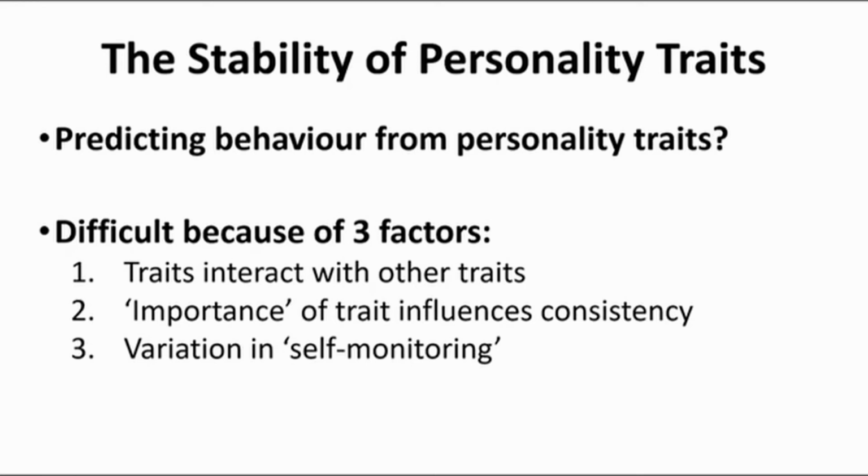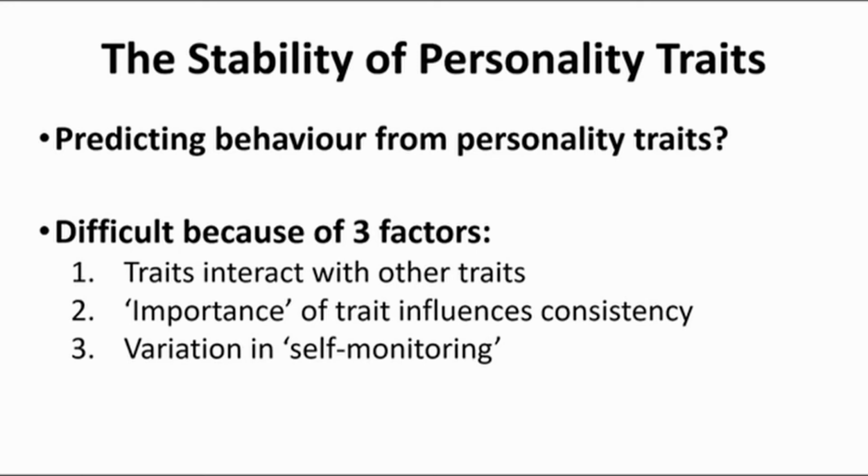We also run into issues based on the importance that a person gives to an individual trait. So if somebody highly values their self-identification as an introvert, maybe that is the most important part of their personality to them, then that trait might take precedence or might be stronger than any other trait that they might have used instead. So the importance of that trait can influence how consistently they act in accordance to that trait.